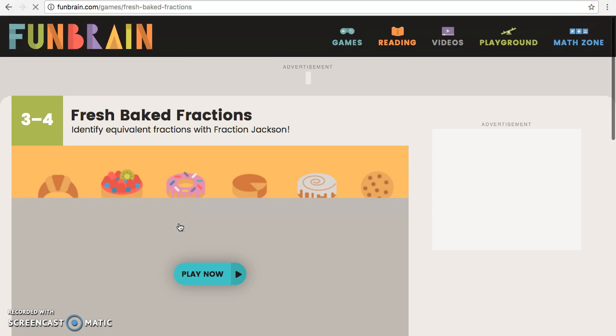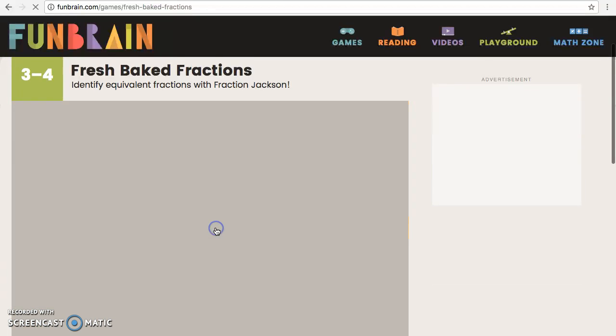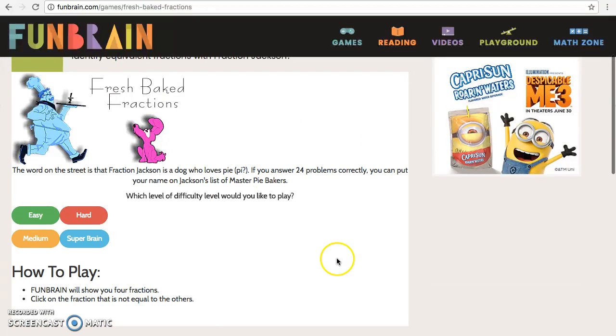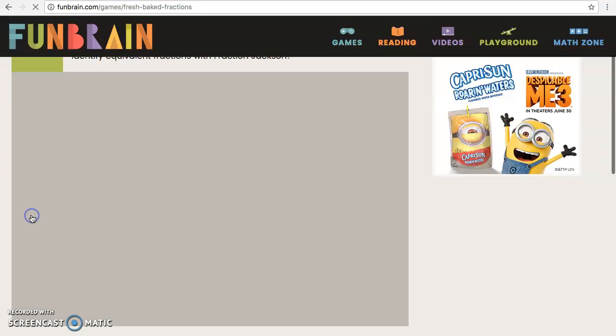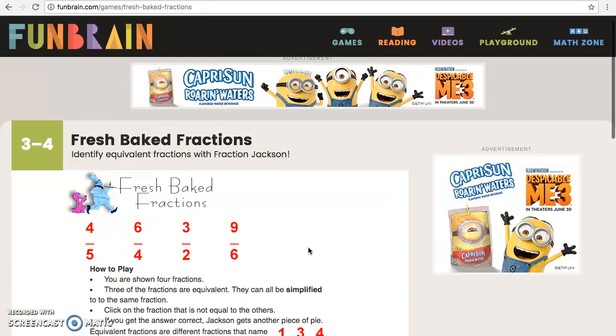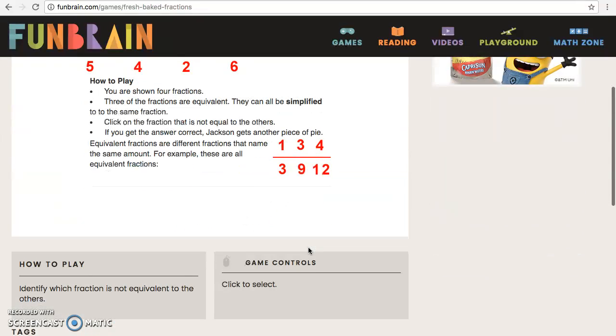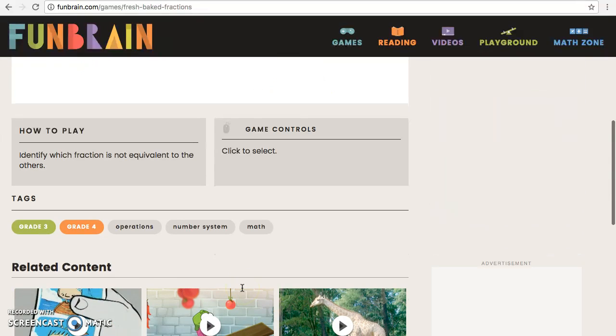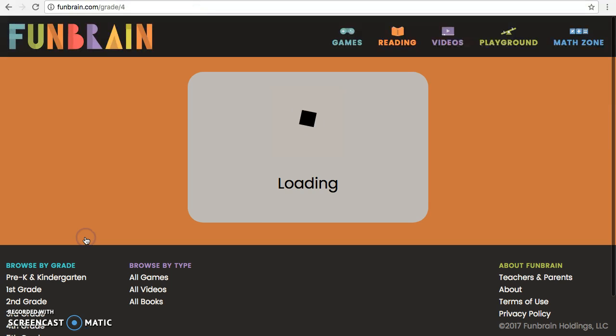So like this Fresh Baked Fractions looks pretty cool. And what a great and fun way to have students practice. So you're shown 4 fractions, and then there are 3 fractions that are equivalent. They can all be simplified. Click on the fraction that's not. So lots of fun real world examples. Click to select. Easy. Let's check out 4th grade.